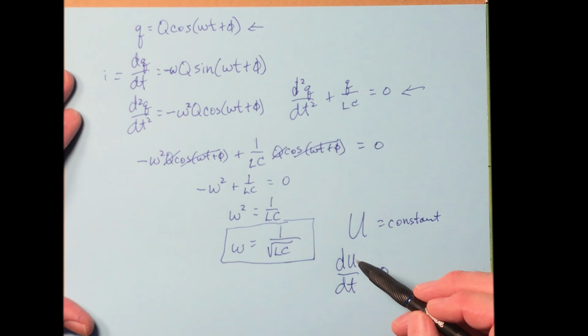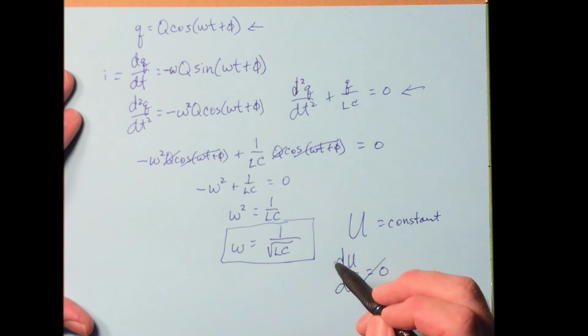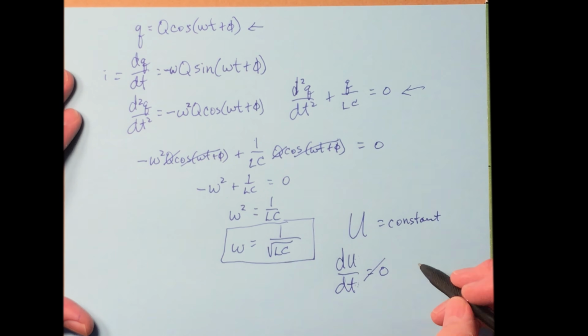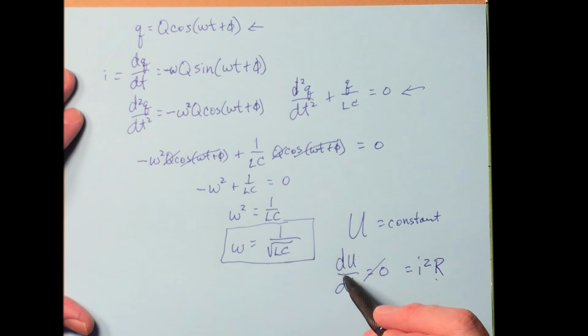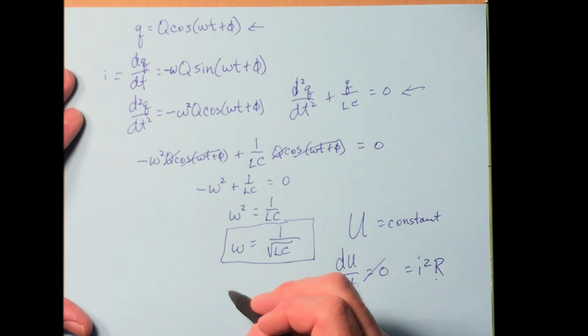Did you notice that? Energy per time. We've got another name for energy per time. That's called power. So it's not going to equal 0 if we add the resistor. So what is it going to equal? It's going to equal I squared R. That's the rate at which energy is lost. So that changes the solution if we do that.